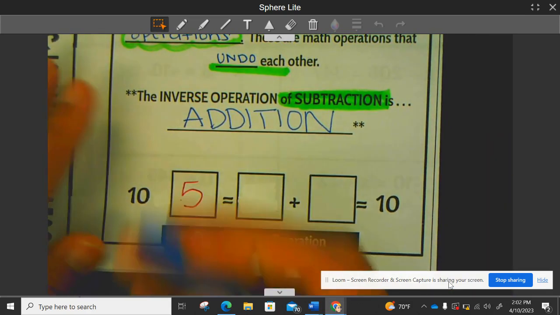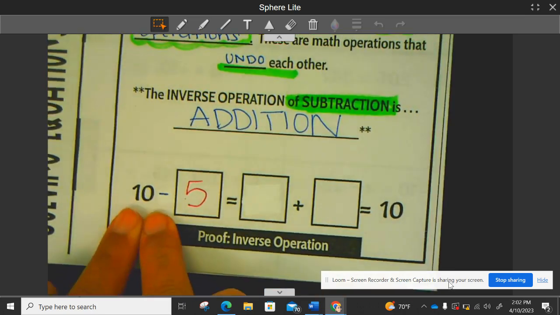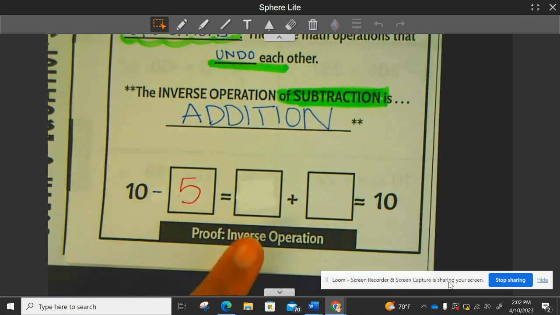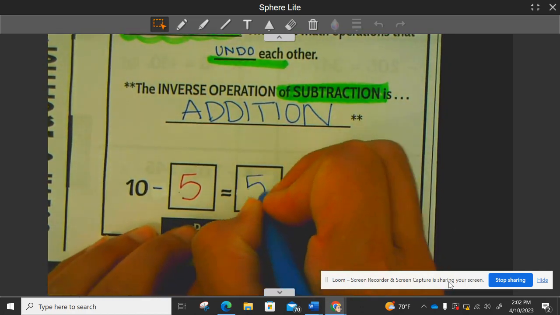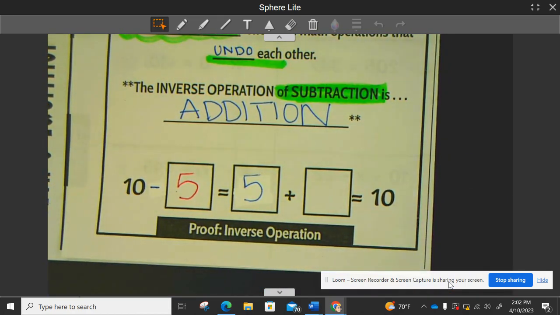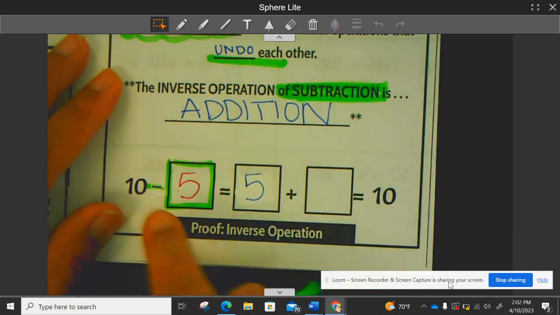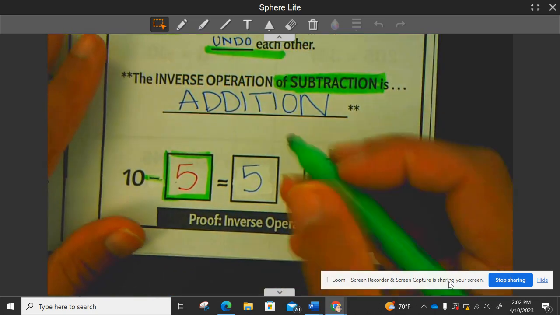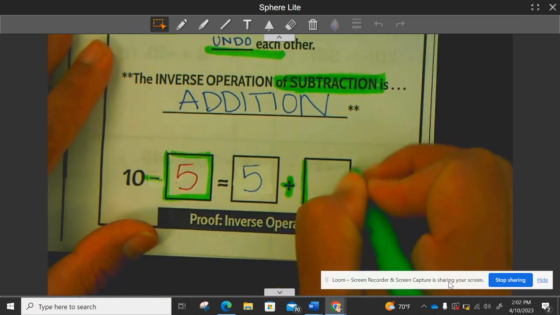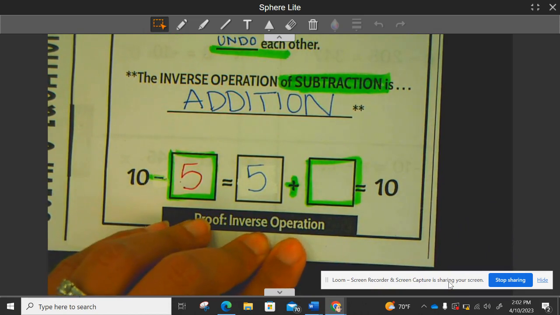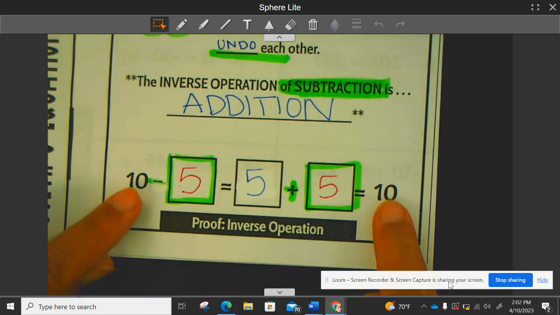Okay, so we have a subtraction problem. You gave me a number. I heard 5. So if I subtract 5 from 10, I end up with 5. Well, if I do the inverse of subtraction, which is addition, and I add 5, I end up back with its original number.